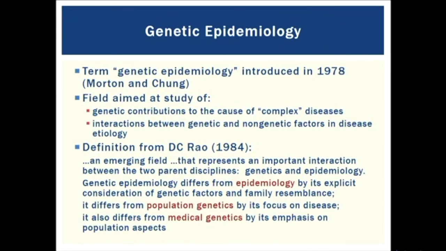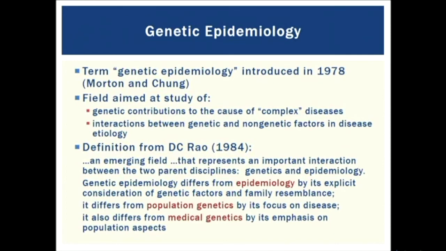The screen. Okay. So genetic epidemiology is a fairly young discipline. The term was first coined in 1978 in a book by Morton and Chung. And it's a field that's aimed at the study of the genetic contributions to the causes of complex disorders and interactions between genetic and non-genetic factors in disease etiology.